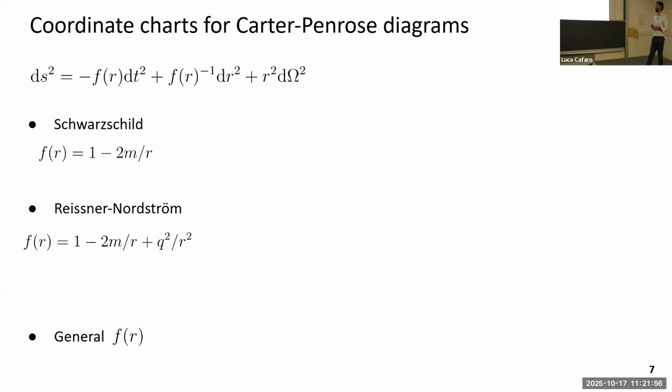Now, the spacetimes we're interested in are spacetimes of this form. So we are in spherical symmetry. We have a further Killing vector field, which is perpendicular to the angular directions. And so it allows us to write the metric as a function only of the radial coordinate. And the metric takes this form. Now, two famous examples of such metrics are Schwarzschild and Reissner-Nordström. We are interested in possible coordinate charts for the Carter-Penrose diagrams of these spacetimes.